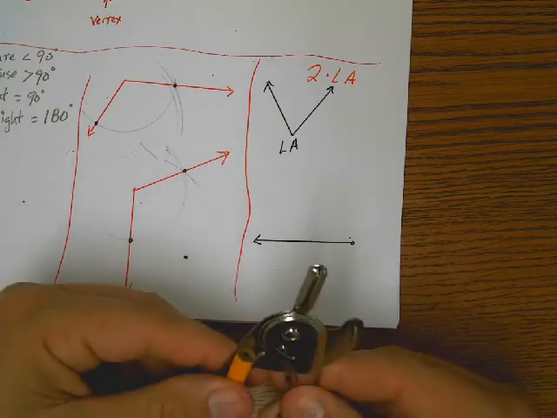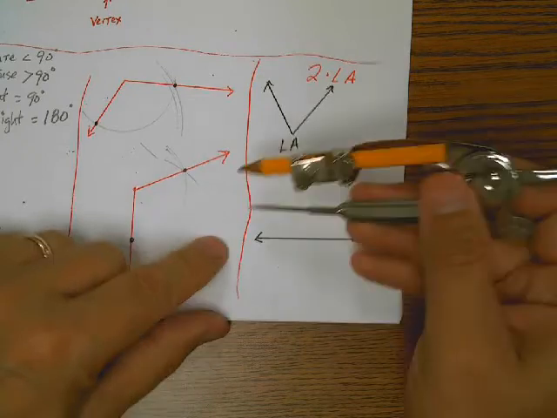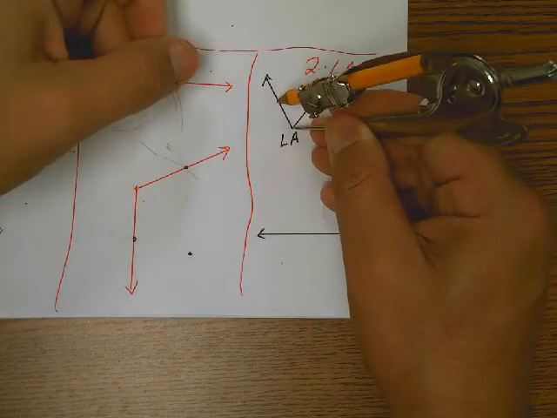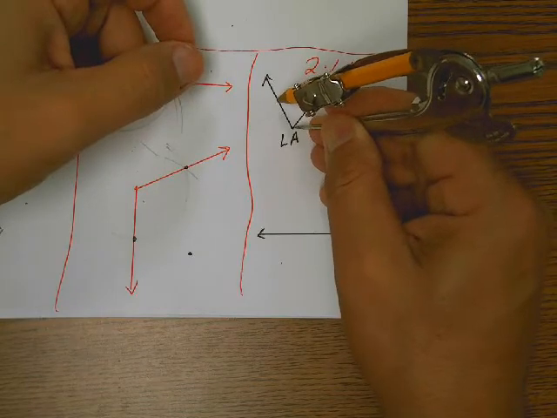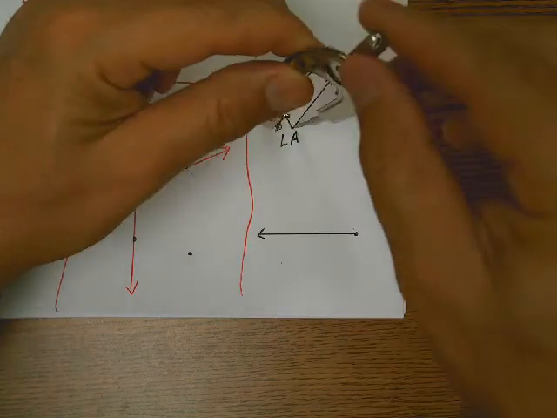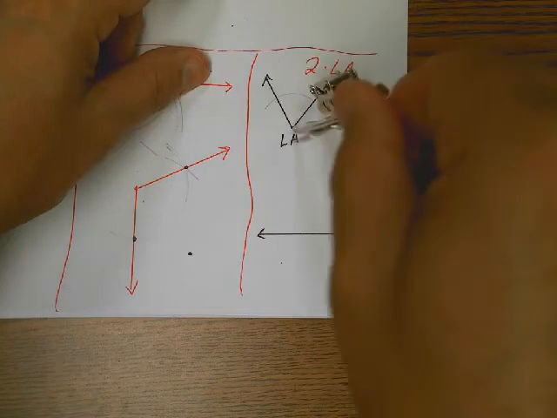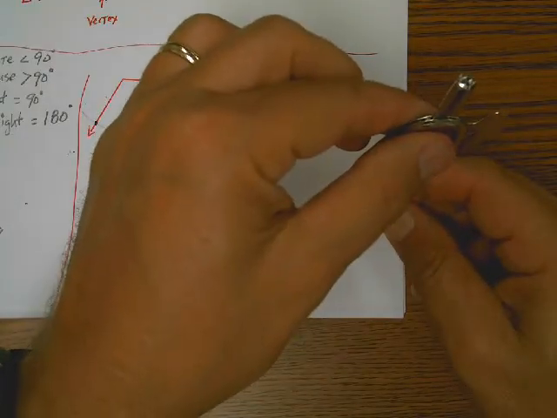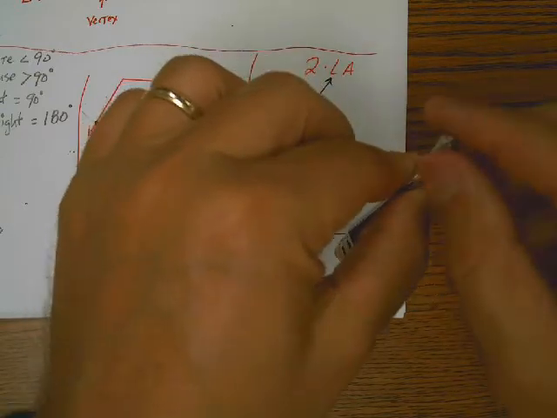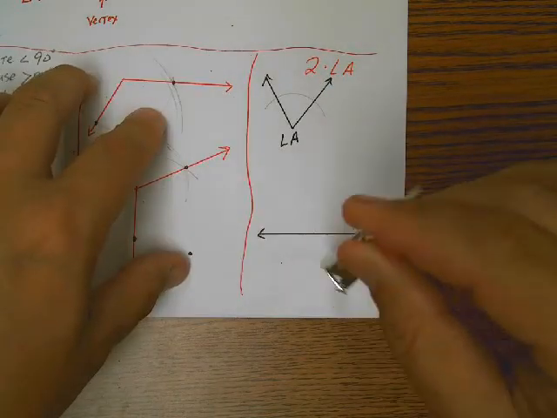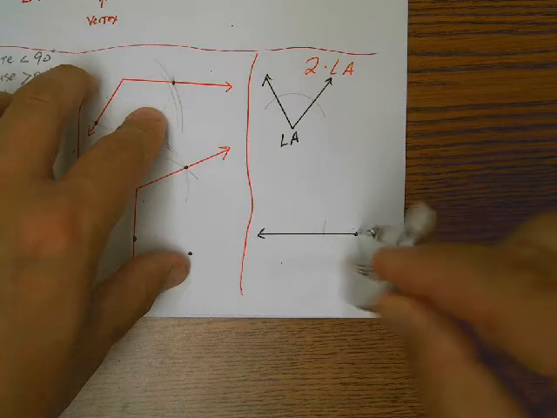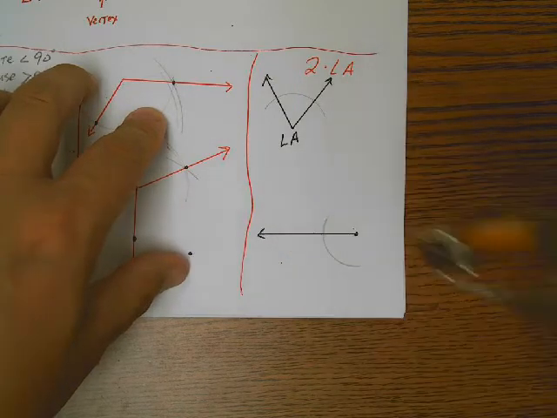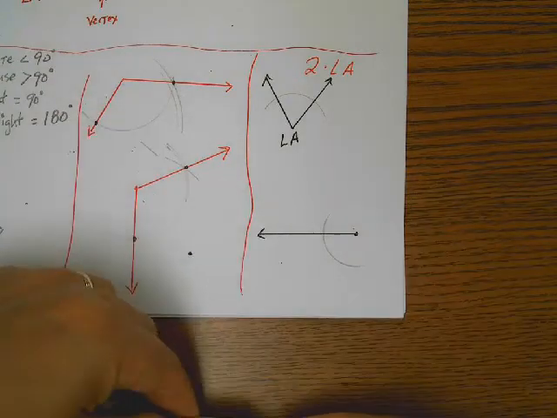So here we go. Use the compass. I'm going to go a little quicker. If I'm going too fast, slow me down. We go to the vertex. Put the sharp point on the vertex. Make an arc. Try not to let your compass move. Go over here to the end point and make the same arc. I'm going below it this time, doesn't matter.